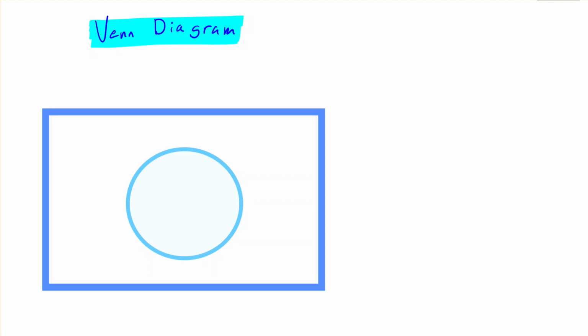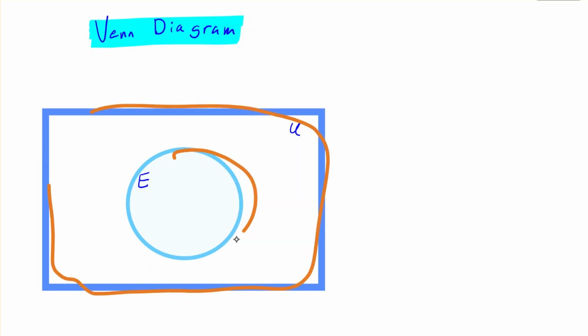So in a Venn diagram, usually we have this big box, which refers to the universal set. Everything that we're interested in belongs in this universal box. And E, we can refer to an event. Again, we don't have to use the letter E, we can use A, B, but this is referring to an event. So for example, people who are taller than 6 feet can belong to this group. And anyone who's not 6 feet tall can be in this box, but still outside of the circle. So that's how a Venn diagram works.